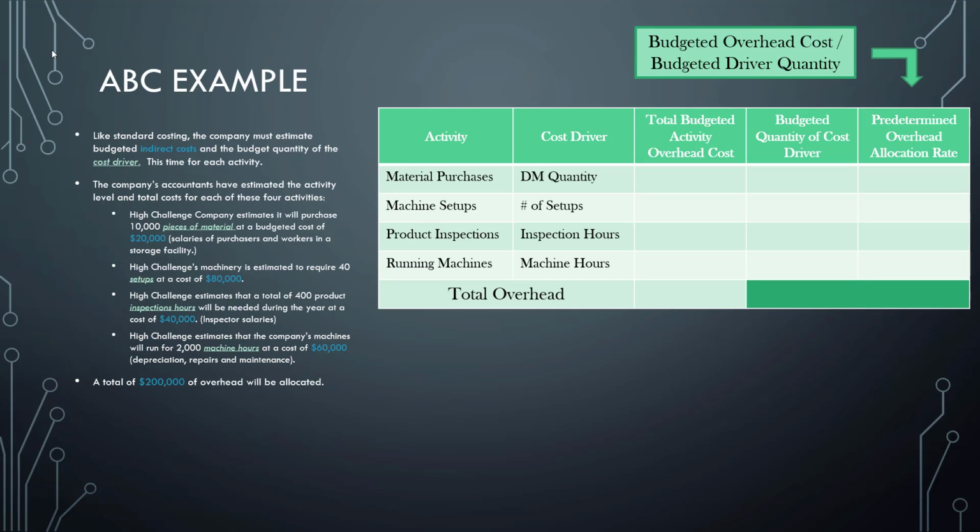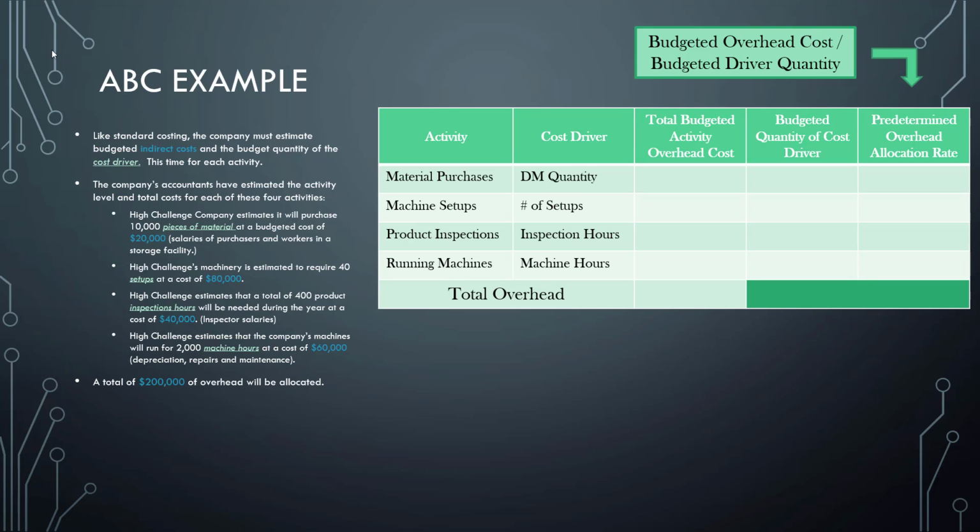And they decided their best driver here is the quantity of materials, and it makes sense. The more units of material that a product requires, well, the more you have to pay your purchasing people in salaries, etc., to acquire it. So direct material quantity is going to be their driver for that activity.